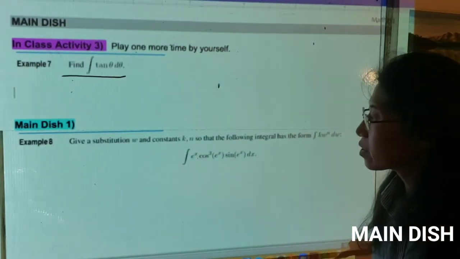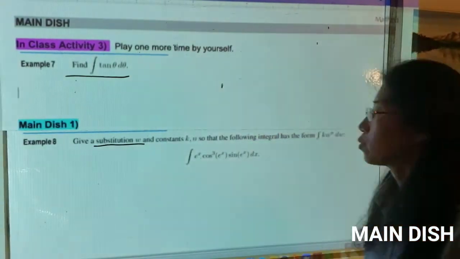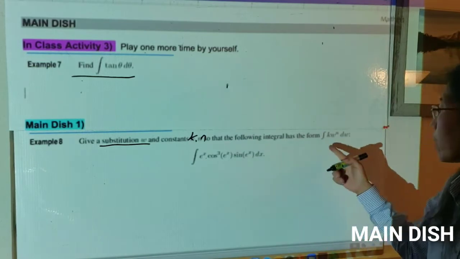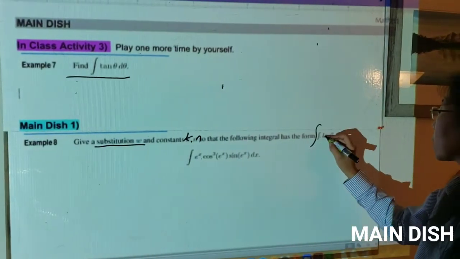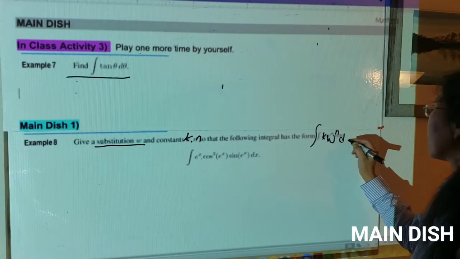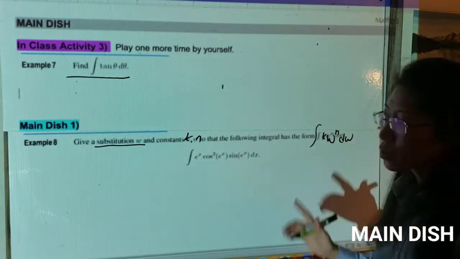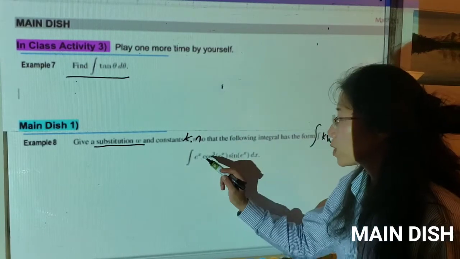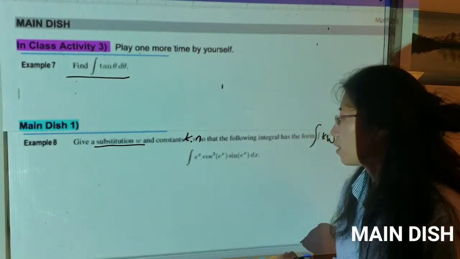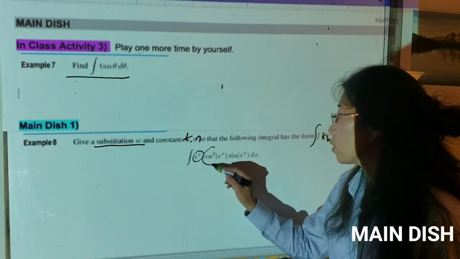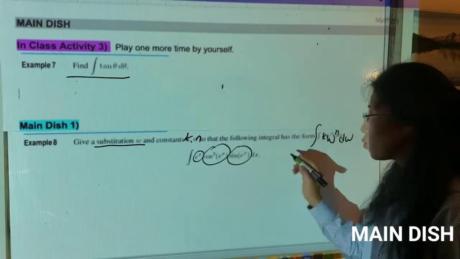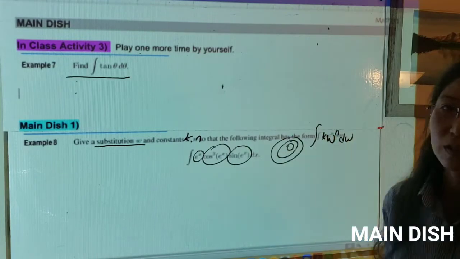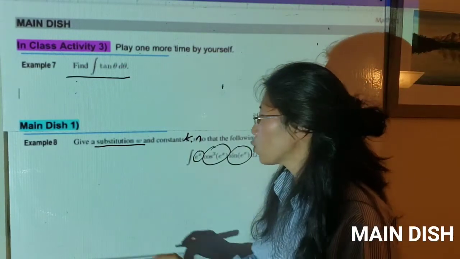Main dish here says, give a substitution w, so we have to decide what w will be, and a constant k, and then write the following integral in the form of the integral of k, w to the n, dw. So it's basically the same thing we did, just substituting. When I see this one, do you see how many functions are combined here? I see 1, 2, 3. That means you probably have an original function with 3 functions, and taking the derivative shows this way. So what should be w?